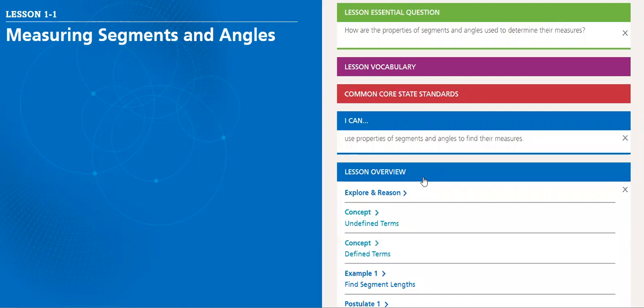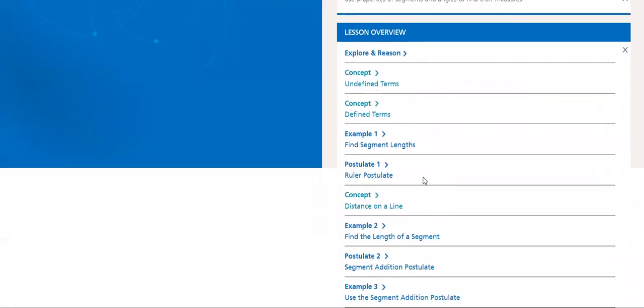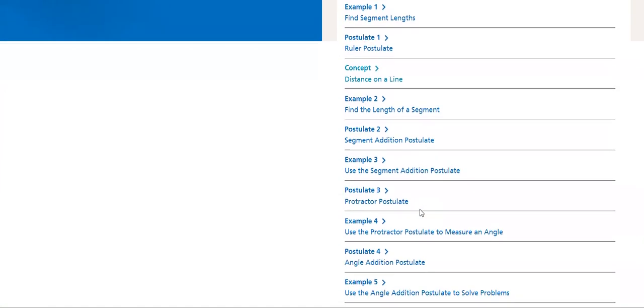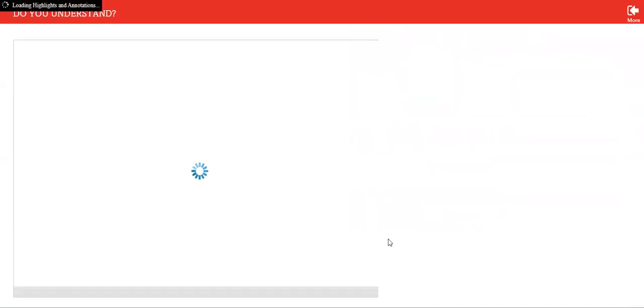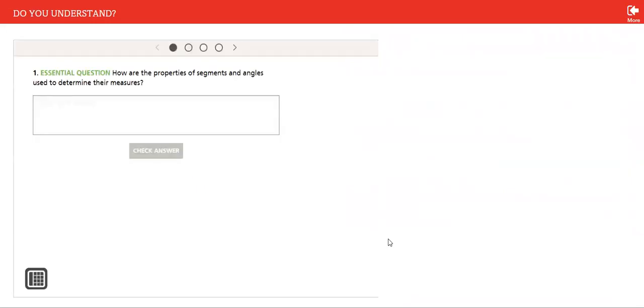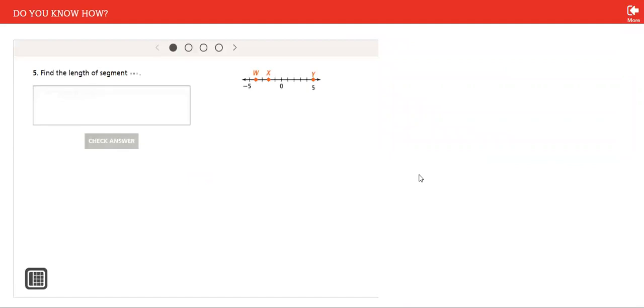Now, the lesson overview is the content of the lesson. As you can see here, we have concepts, we have examples, we have postulates. We will discuss them all in detail. And at the end, we have the concept summary. And then, Do You Understand? This is a very important part of our lesson. Let me show you. It's a question or two that will assess your knowledge or understanding of the topic given. And then, Do You Know How? So this is our first lesson.